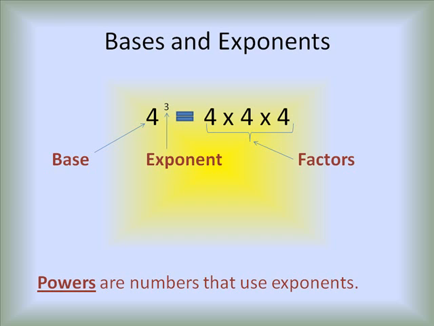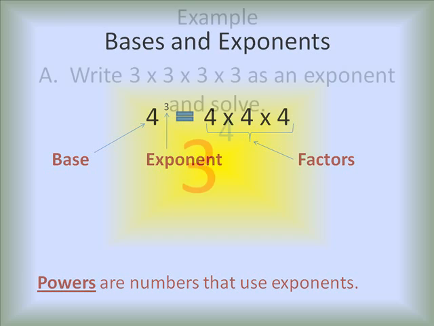The base is the main number that we will be using. The exponent is the raised number. This tells us how many times we have to use the base. If we write the problem out the long way, we will be using factors. And finally, powers are the numbers that we will be using that have exponents.